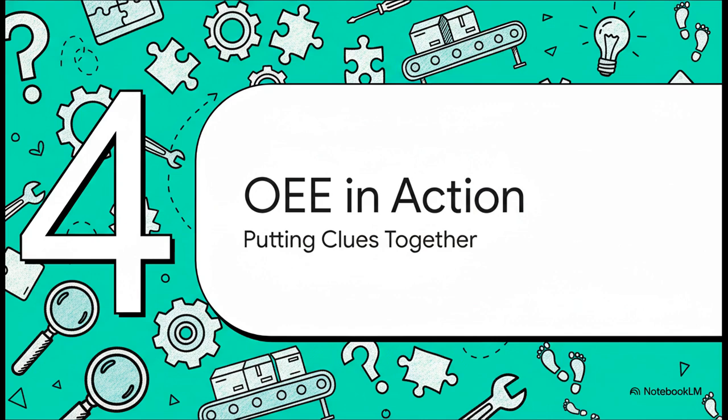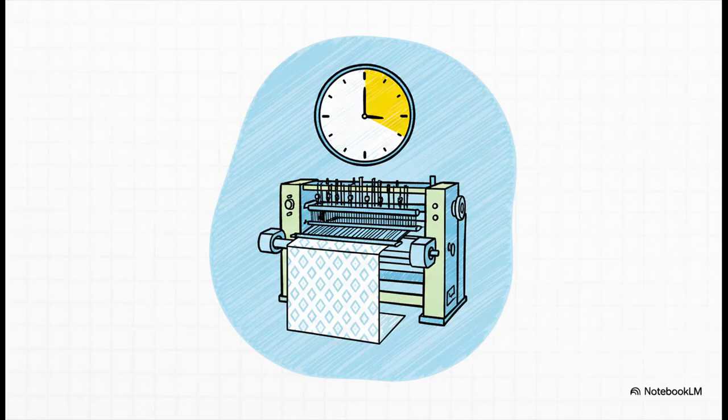I mean, theory is great and all, but seeing OEE in action is where the light bulb really goes on. We're going to solve the case using a real-world example. So, picture this. We've got a textile machine. It's scheduled to run for a full 10-hour shift. That's our plan. In a perfect world, it would run for all 10 of those hours at its absolute top speed, making nothing but perfect products. But, we all know we don't live in a perfect world, do we?